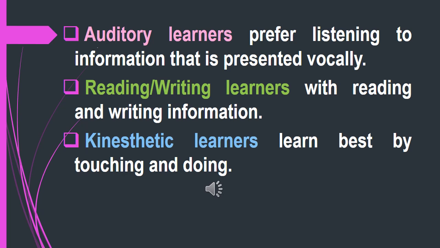Reading and writing learners learn with reading and writing information. Example: information on worksheets. Next, kinesthetic learners learn best by touching and doing. Examples: performing an experiment or manipulating objects.